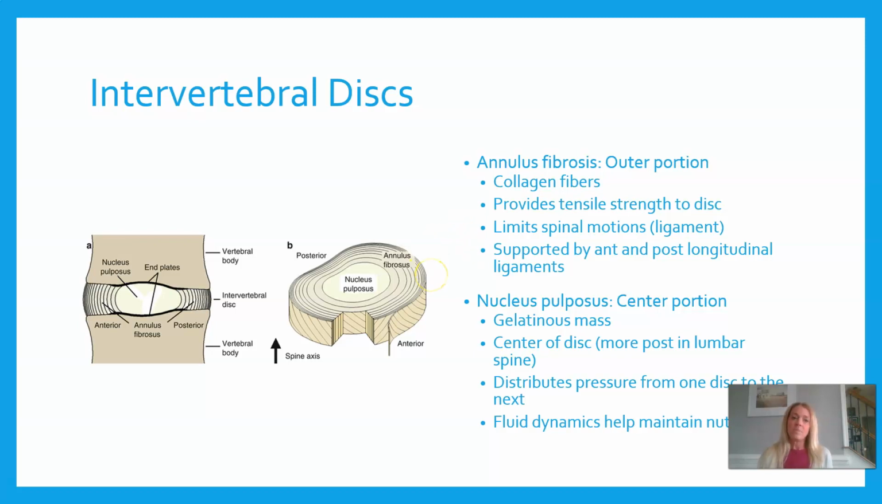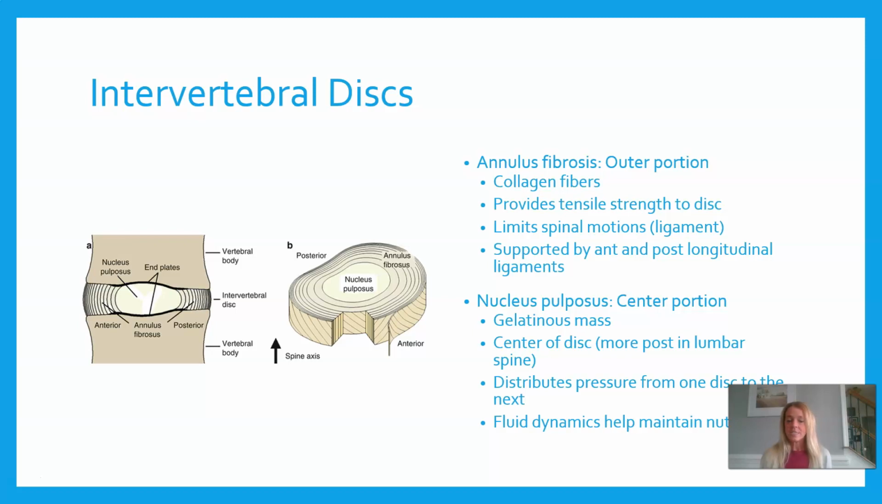A very important part of the spine is the intervertebral disc, made up of the annulus fibrosus and the nucleus pulposus. The annulus is going to be the outer portion. It's made of very strong collagen fibers, helps to provide tensile strength to the disc, helps to contain the nucleus pulposus. It does limit spinal motions. It acts as a ligament connecting one vertebrae to the next, and it is supported by the anterior and posterior longitudinal ligaments.